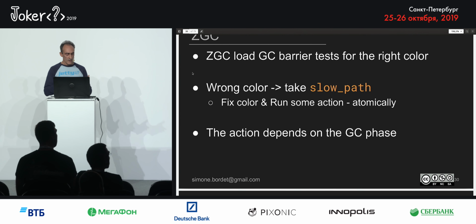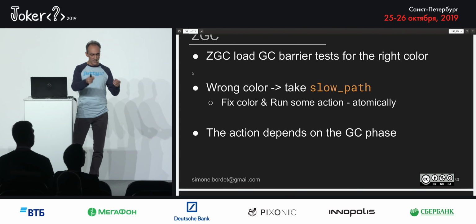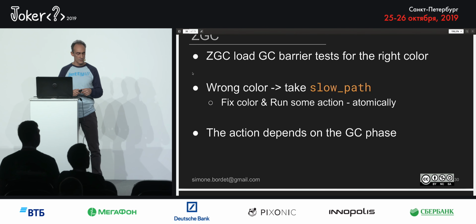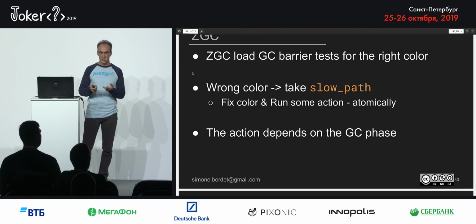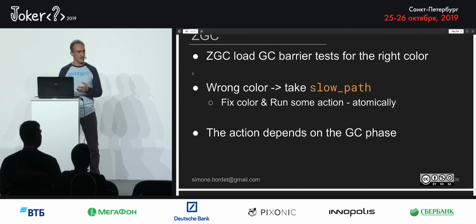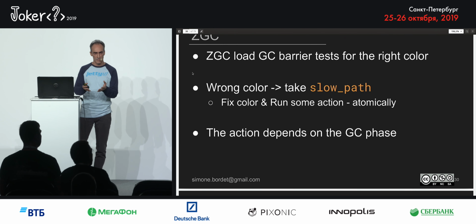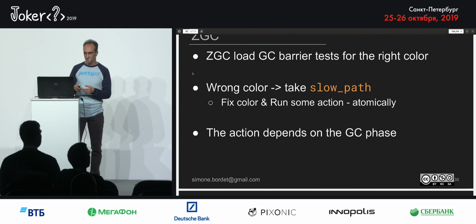So, well, the slow path has to do what then? So I discovered this reference, I'm testing the color, it's the wrong color, I need to go for the slow path. Well, the slow path has to do two things. It has to fix the color of the pointer, and then it has to take some action. And that action needs to be atomic, because if it is not atomic, then I have a problem, a race condition with the application threads, right? The action that needs to be taken depends on the phase of the garbage collection. So if I'm doing marking, I'm going to do some action. If I'm doing relocation, I have to do some different action, and so forth.